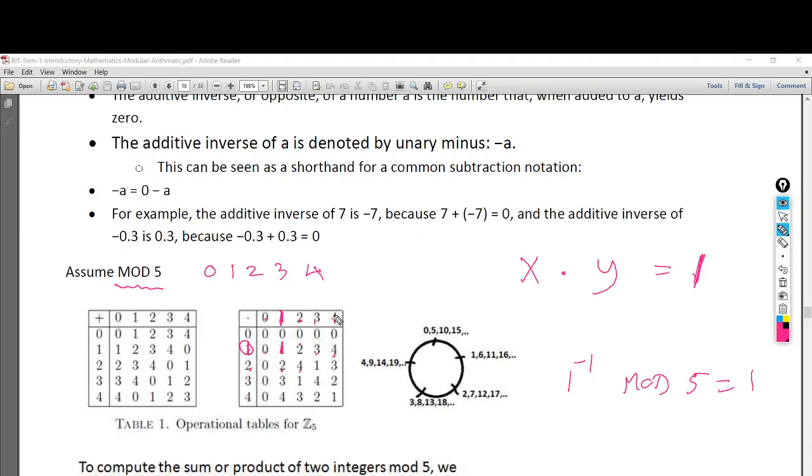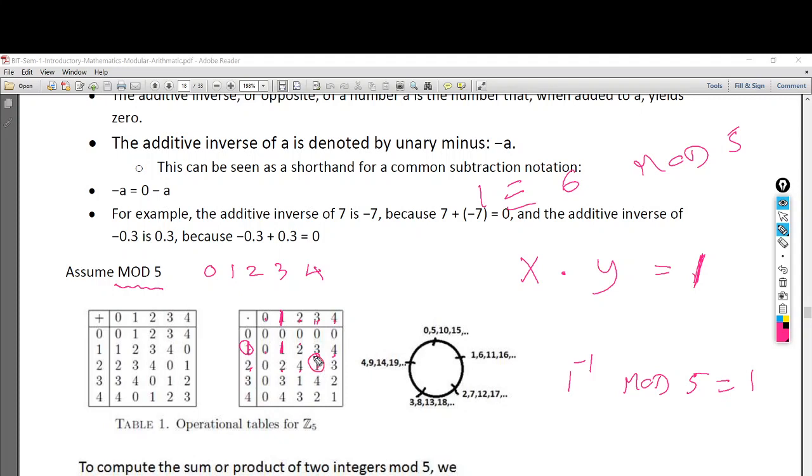When you multiply 2 by 3, what you get is 1. Why do we say what you get is 1? 2 times 3 is 6, but 6 is congruent to 1 in mod 5. So in the world of mod 5, 6 and 1 are the same. So when you multiply 2 by 3, it is 6, which is equivalent to 1. Therefore what you get is 1.